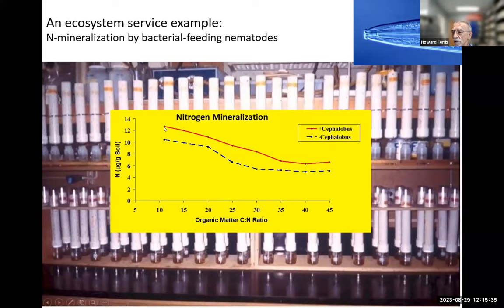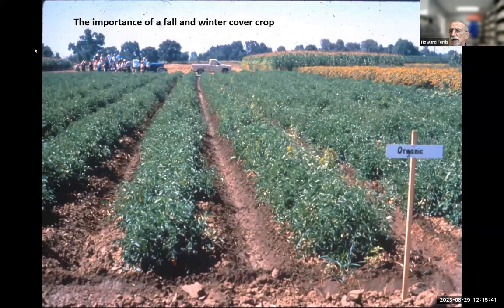And that was consistent across many species of bacterial feeding nematodes that we looked at. So what does that mean? We were at the same time doing experiments where we were comparing organic production systems with more conventional production systems.